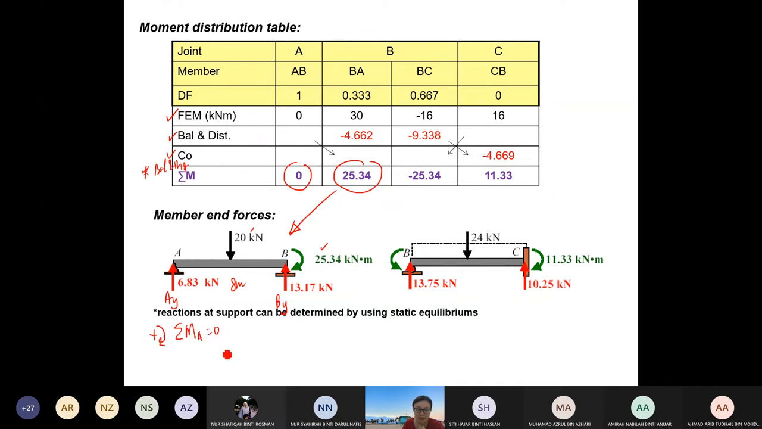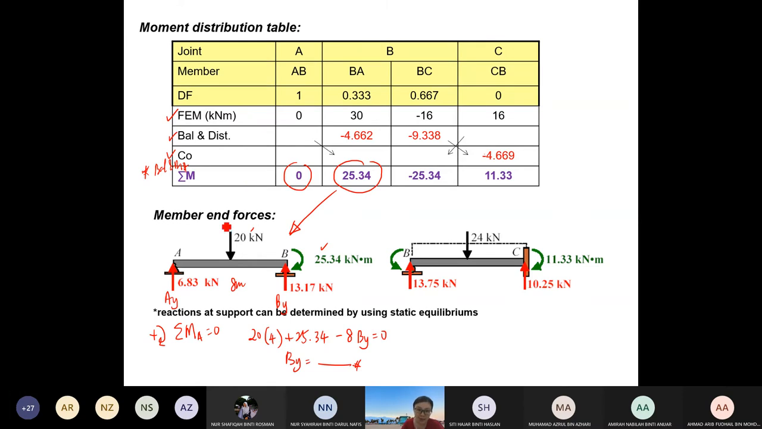Maybe we can do it once. We have 20 multiplied by 4, plus 25.34, minus 8 BY equal to zero. Then you get your BY. So this is how you determine your reaction at the ends.